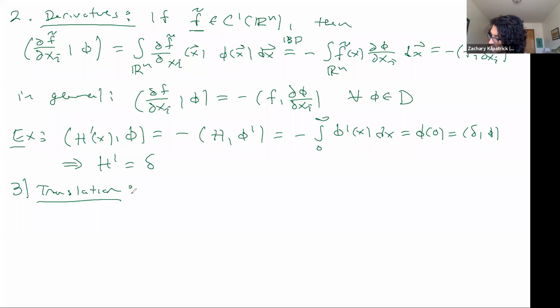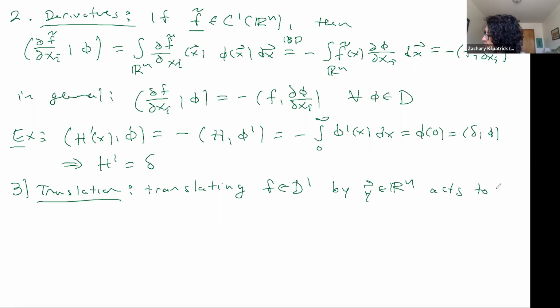Translation, okay? So it's translation, it's just shifting things by a variable. So I can translate f in D prime by y in Rn, okay? And this acts to shift the test function phi that lives in D, okay, by minus y, which is necessarily also in Rn, okay?